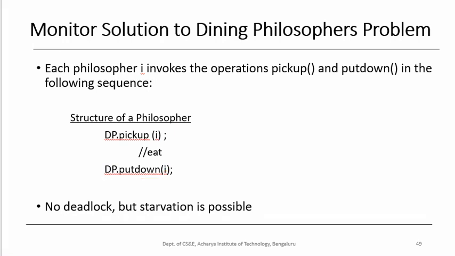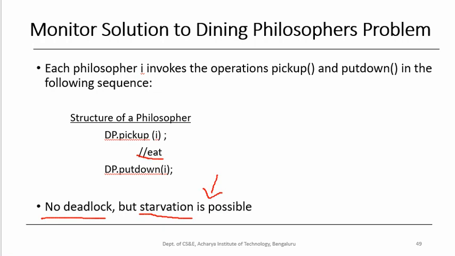But there could be starvation. That means the same philosopher could again and again drop the chopsticks, see that the chopsticks are free, pick them up again, and go into the critical section, that is, start eating. So there could be starvation in this kind of solution. So what you'll have to think about is providing a solution which is starvation free.